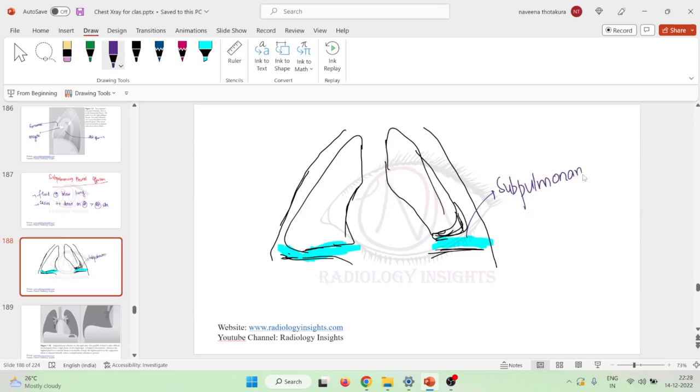In this subpulmonary pleural effusion, one thing if you see, below the diaphragm, we have a gastric bubble located here.